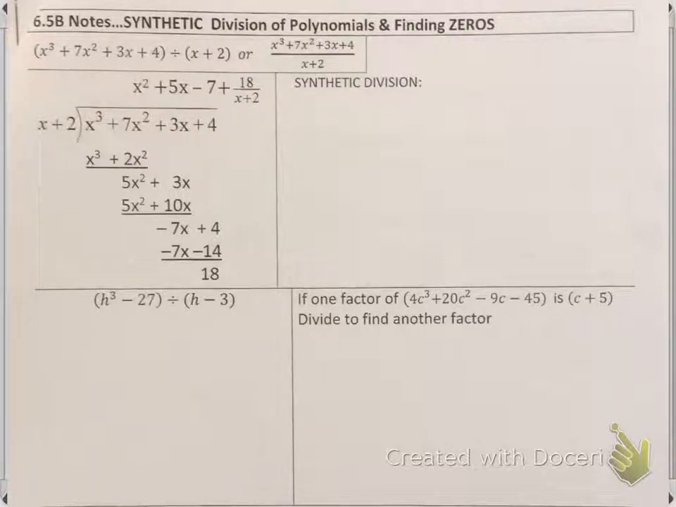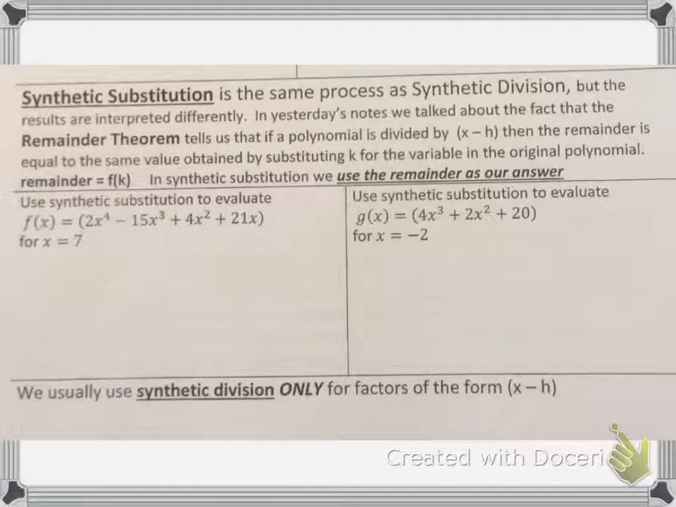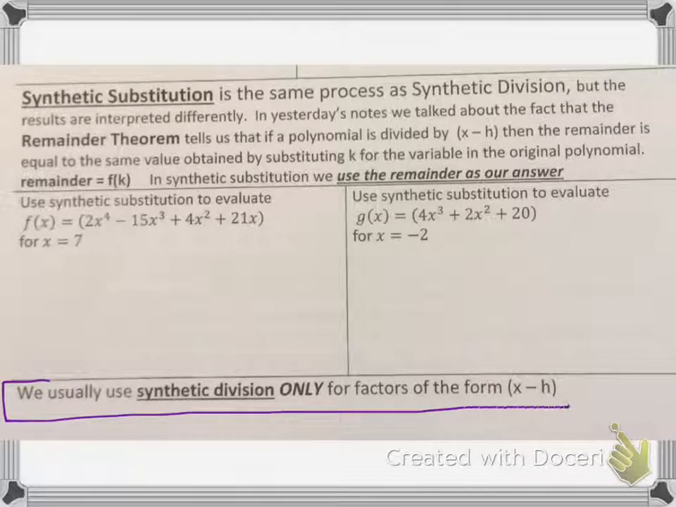Now, synthetic division is used best when your divisor is x plus a number or x minus a number. It doesn't work if you have x squared. It doesn't work if you have x cubed. It has to be x plus something or x minus something in order for you to use synthetic division. And I believe at the bottom of the page, it says that right here. We usually use synthetic division only for factors that are in the form x minus h. And that technically means x plus h as well. We'll talk about that in a minute.